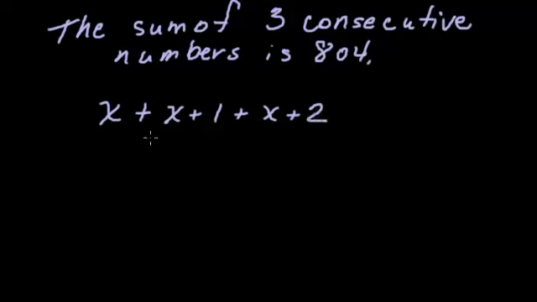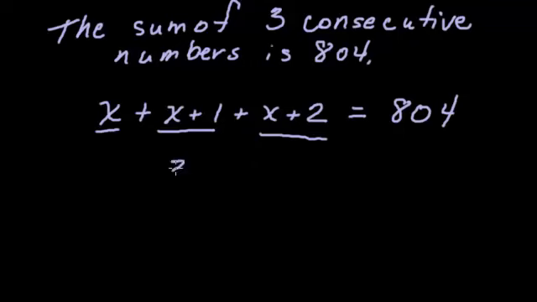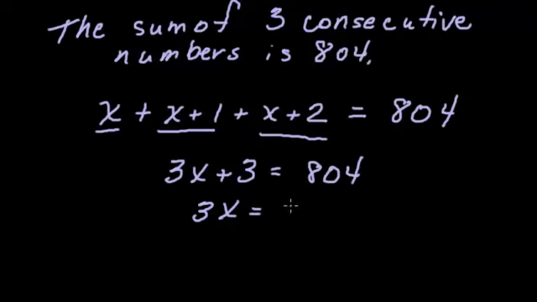And there's my 3 consecutive numbers summed together, and this sum, and "is" in math usually means equal to, 804. So I'll just perform the algebra manipulation on this. I have 3 x's added together. That gives me 3x plus 3 equals 804. I'm going to subtract 3 from both sides, and I'll get 3x equals 801.